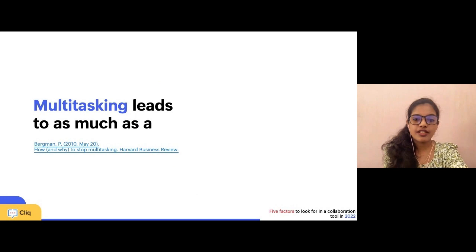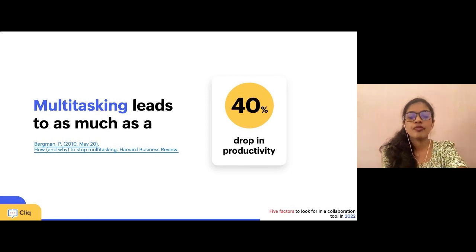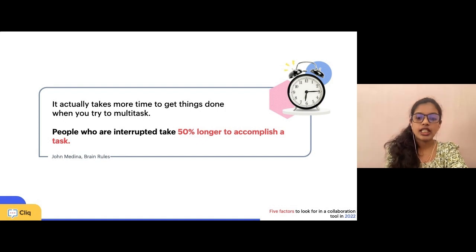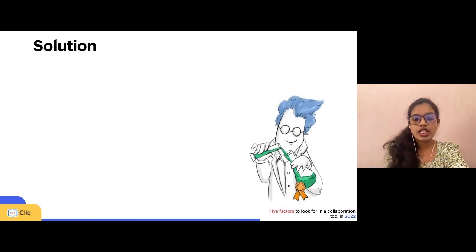A Harvard Business Review states that multitasking leads to as much as 40% drop in productivity of an individual. Also, there's a myth that multitasking can save a considerable amount of your time and help work get done faster. But in reality, it actually takes more time to get things done when you try to multitask. John Medina, in his book Brain Rules, stated that people who are interrupted take 50% longer to accomplish a task. So it's critical to avoid interruptions and focus on one particular task at a time.